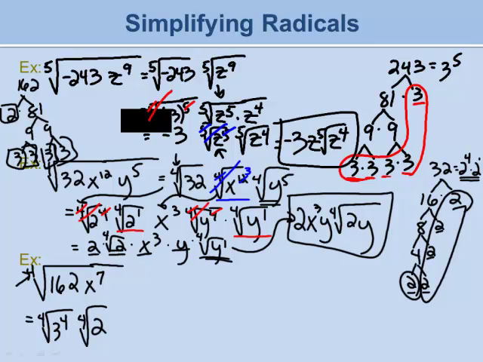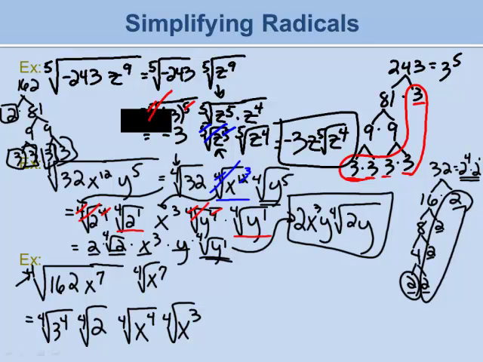Okay? 4th root of x to the 7th. 4 will not go into 7, but we know that we can't leave it like that because our power is larger than our index. So 4 won't go into 7. 4 will not go into 6 evenly. 4 will not go into 5, but 4 will go into 4. So I'm going to rewrite x to the 7th as the 4th root of x to the 4th times the 4th root of x cubed, because 4 plus 3 is 7.